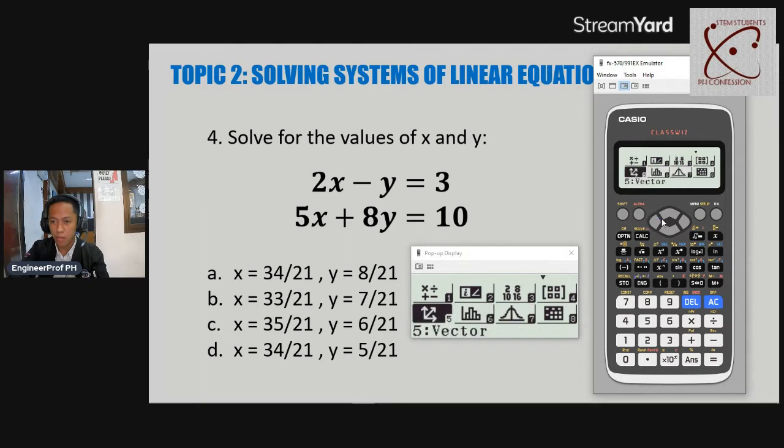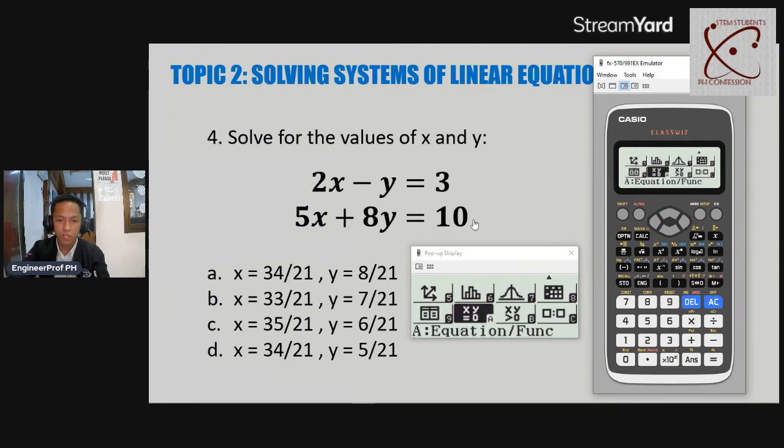So, hindi ka na malilito kung ano ba yung gagamitin mo. Kasi nakalagay dyan, for example, for computation: calculate, complex, base n, matrix, vector, statistics, distribution, spreadsheet, table, and of course, for this problem, we will use equation. Okay, for solving systems of linear equation. So, we have here equation.